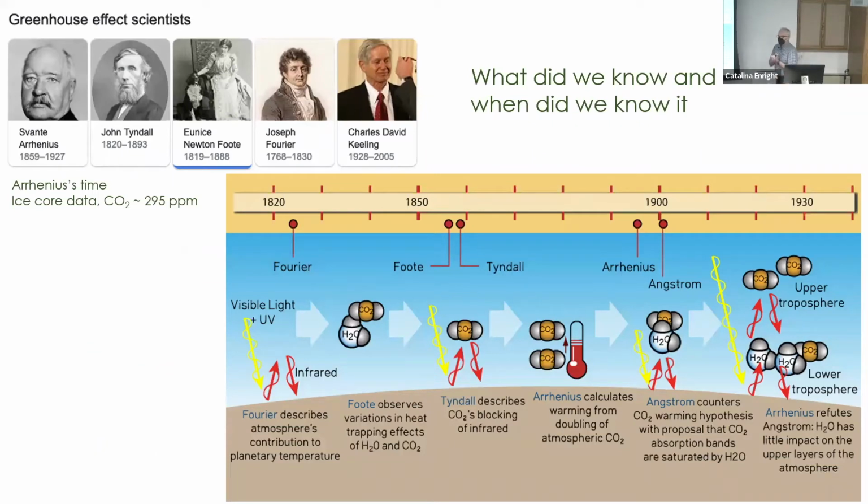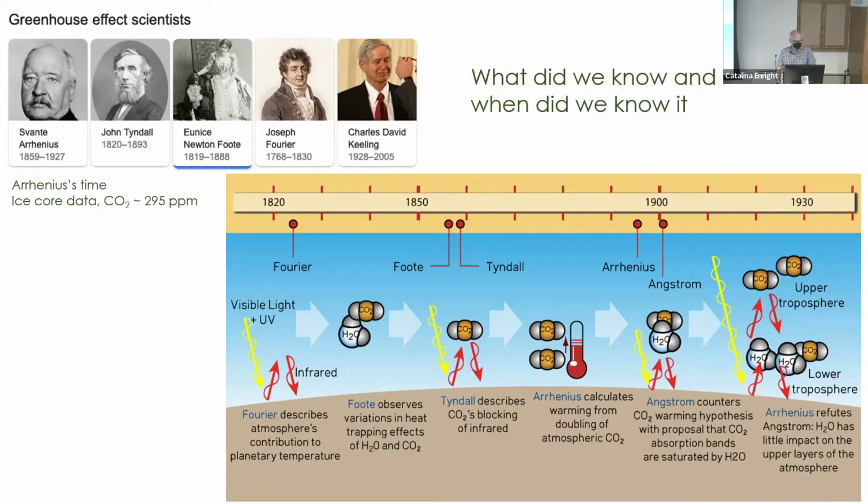I wanted to do a little bit of history about global warming. Fourier, who was a mathematician and was behind the Fourier transform analysis, said that the atmosphere contributes to planetary temperature. If you do calculations, a planet this far from the sun should be so cold as to not support life. And so why is it warmer? Fourier said, well, it's the atmosphere.